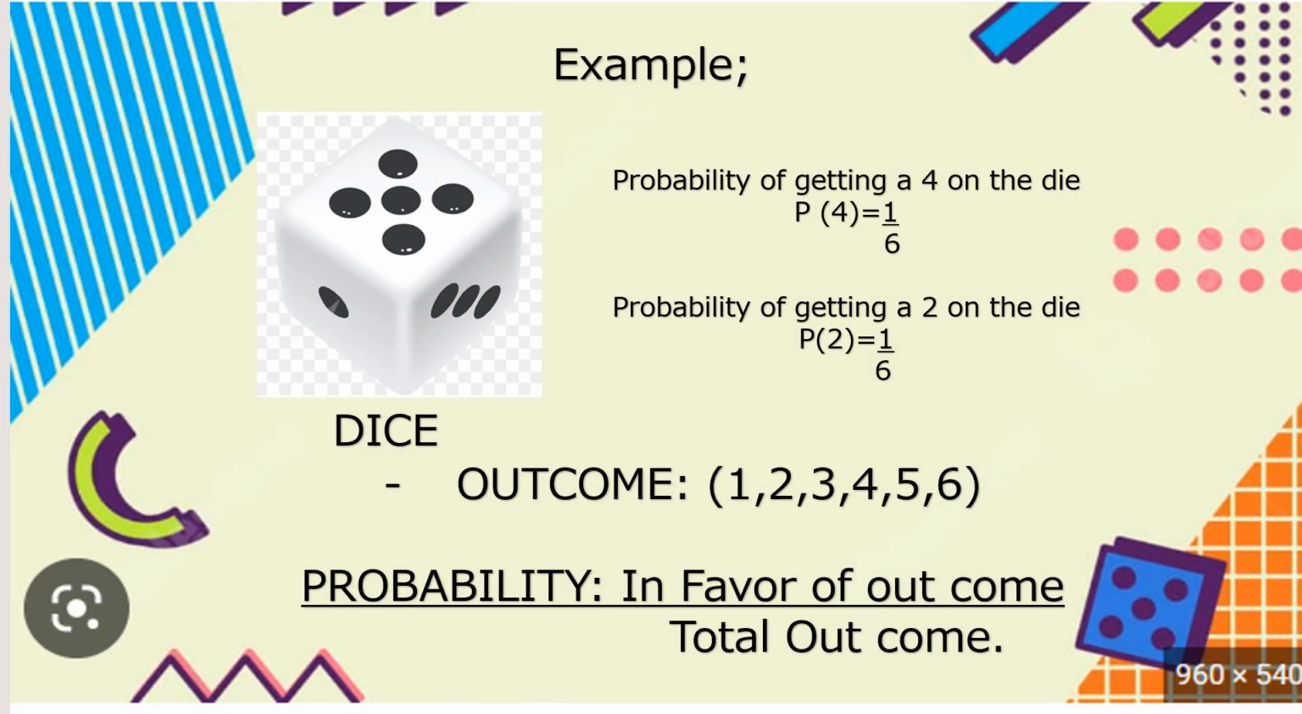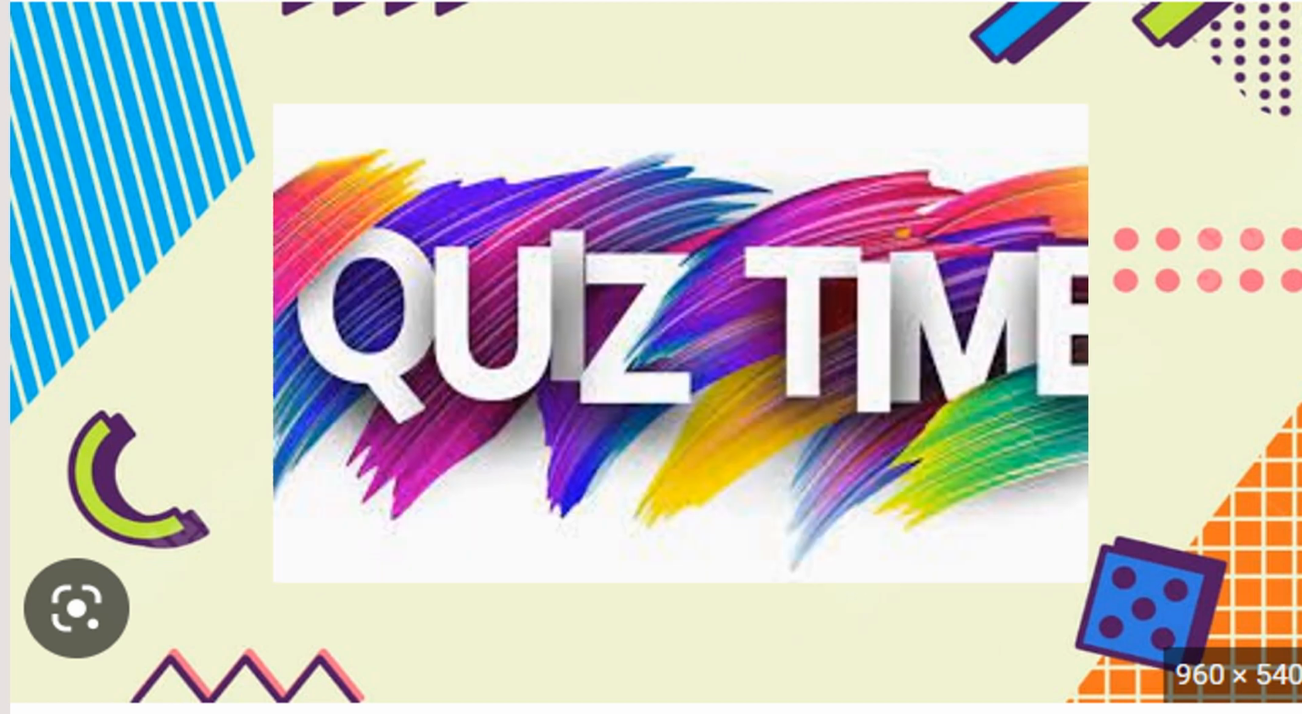Here we have an example, and we have a die. A die is a cube, and a cube has 6 faces. So the outcome will be 1, 2, 3, 4, 5, 6. And the probability is the number of outcomes in favor divided by the total outcomes. So the probability of getting a 4 on the die is 1 over 6. Why? Because there's only one face containing a 4 on the die, and there are 6 faces on the die. The probability of getting a 2 on the die is the same, 1 over 6, because there's one face containing a 2 on the die and there are 6 faces.